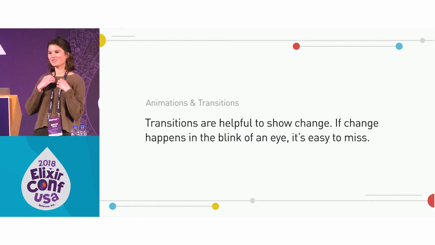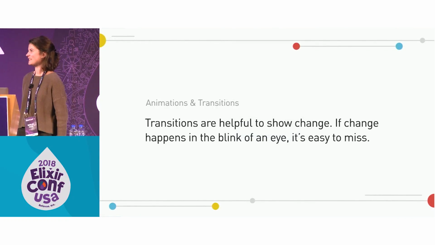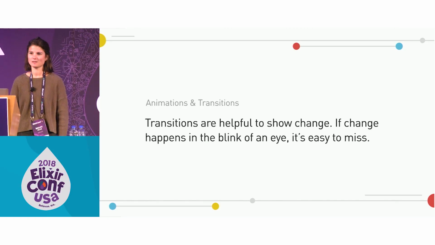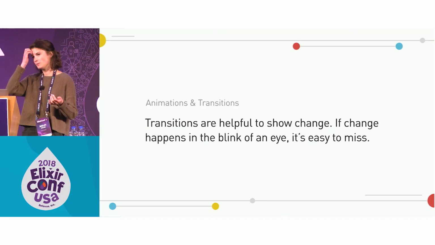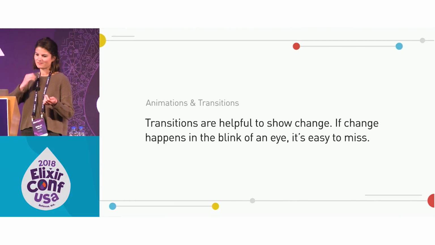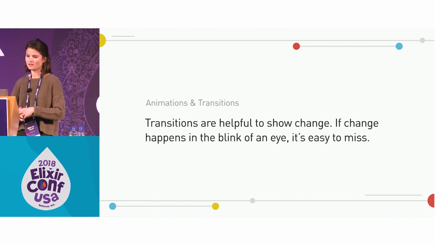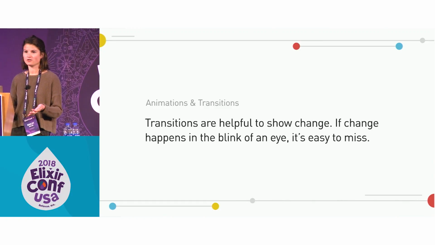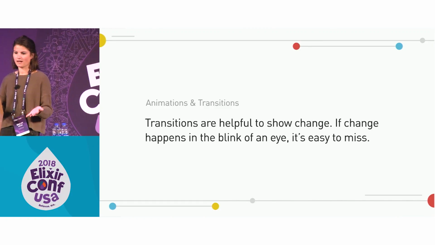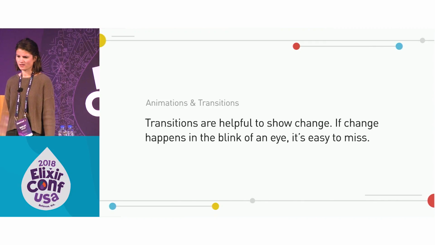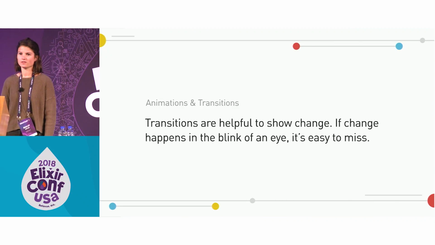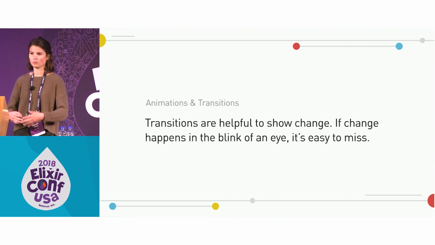So the third thing we're going to talk about is animations and transitions. This is an important part of UX design as a whole, but especially if your application is in real time. Transitions are really helpful to show change, and with that, animations, which are kind of interchangeable, depending on how you're considering them. With this, though, it's very important to consider how the real world works.